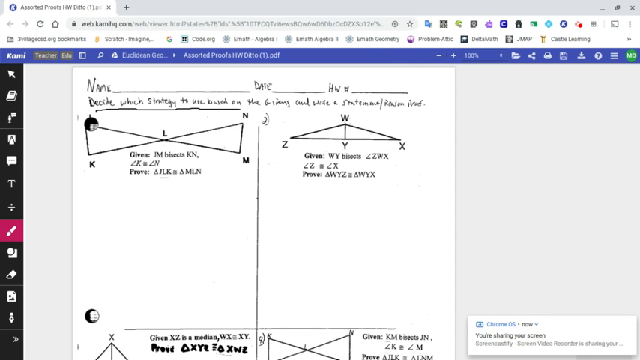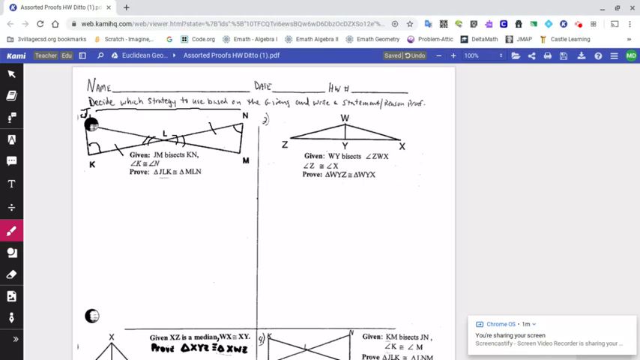Starting with this one, JM, this is J up here. It got kind of punched out with the hole punch there. JM bisects KN. Be careful. It doesn't say they bisect each other. It just says JM bisects KN, so that this side is congruent to that side. Angle K, given, is congruent to angle N. And when you have intersecting lines, you've got these two angles.